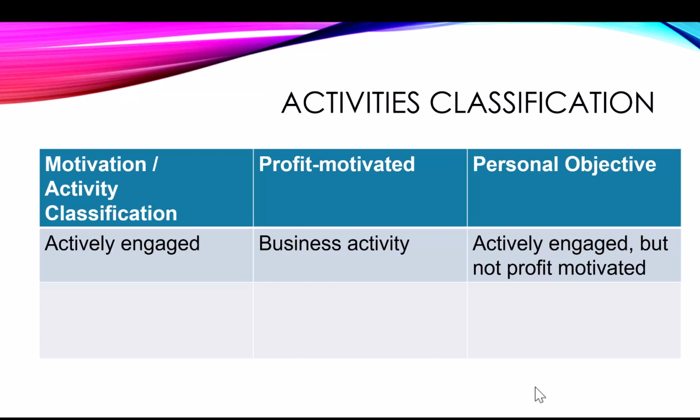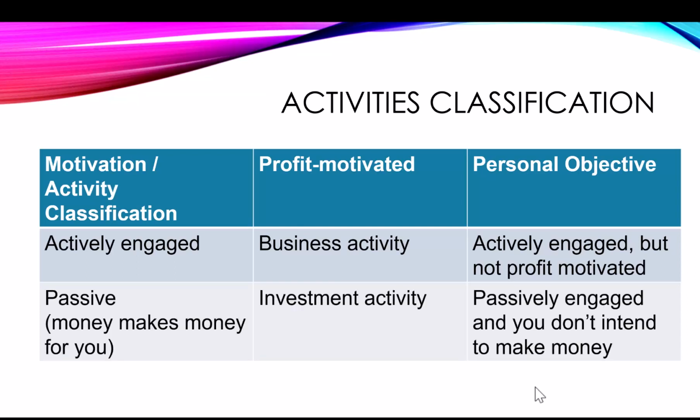If you don't have a profit motive, then you could still be actively engaged, but it would not be considered to be a business activity. Alternatively, you can have passive activities, which is when your money makes money for you. If you have a profit motivation for that passive activity, then it's generally an investment, such as buying bonds or stocks or collecting an old car or some other type of antique that you think will appreciate in value. Additionally, you can also engage in passive activities where you don't intend to make any money. For example, you purchase clothing or a car that you're going to use as a daily driver.